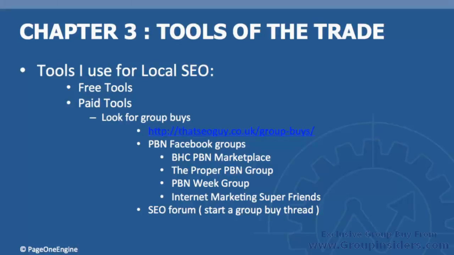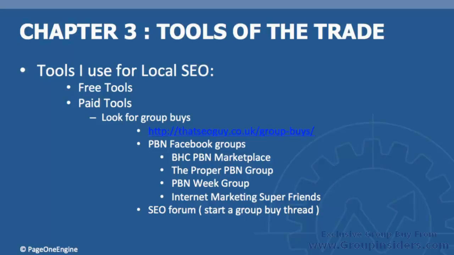Okay, so the tools I use for local SEO are broken down into either paid or free software. And like I stated earlier, look out for the group buys. Those will save you a lot of money. So here are a few great group buy websites that you can find SEO software at cheap prices. The first one, thatseoguy.co.uk, is straightforward. Just pick a package out and go from there. It's really cool because you can group buy a whole bunch of different software in one purchase.